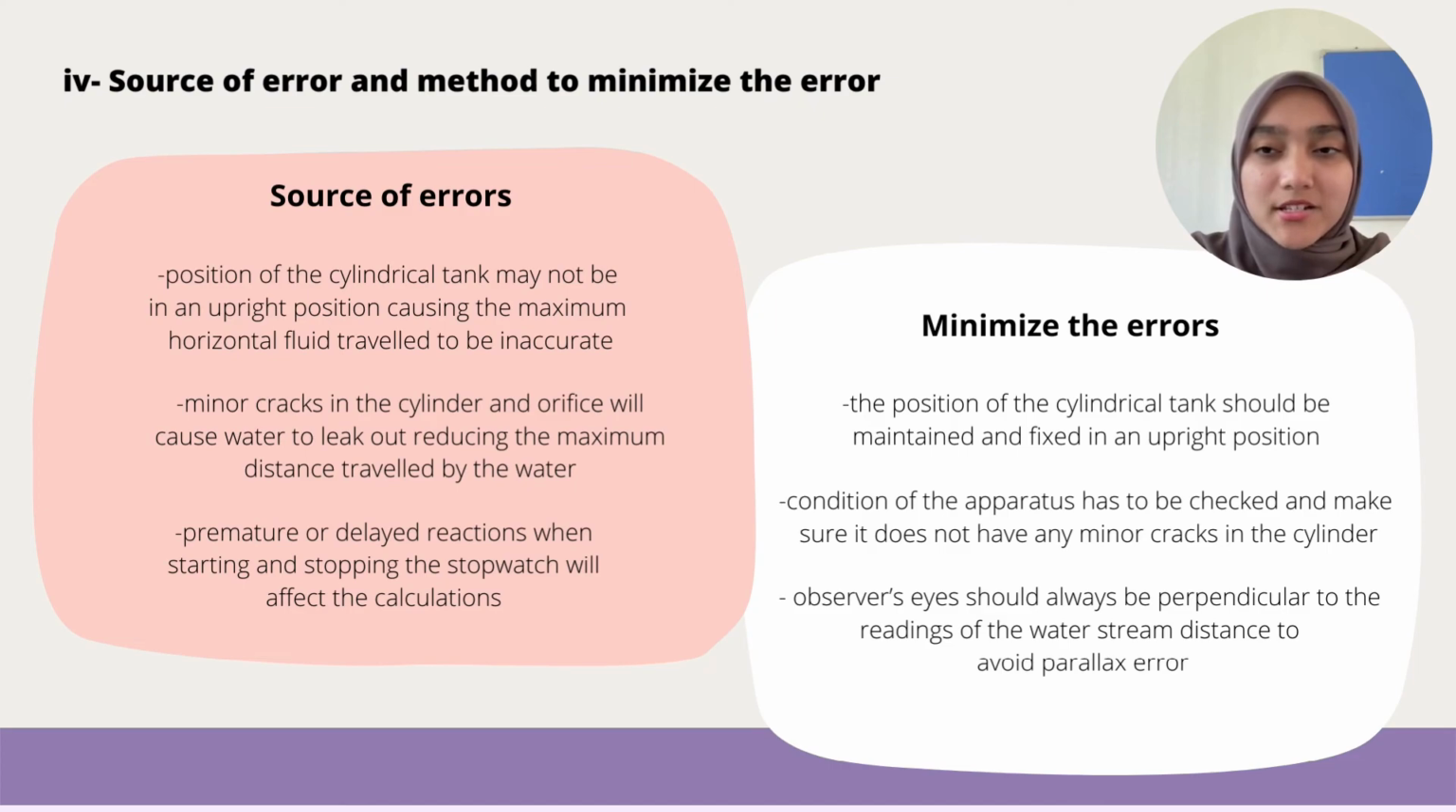So, to minimize the first error, the position of the cylindrical tank should be maintained and fixed in an upright position. To minimize the second error, condition of the apparatus has to be checked and make sure it does not have any minor cracks in the cylinder. And to minimize the third error, observer eyes should always be perpendicular to the readings of the water stream distance to avoid parallax error.